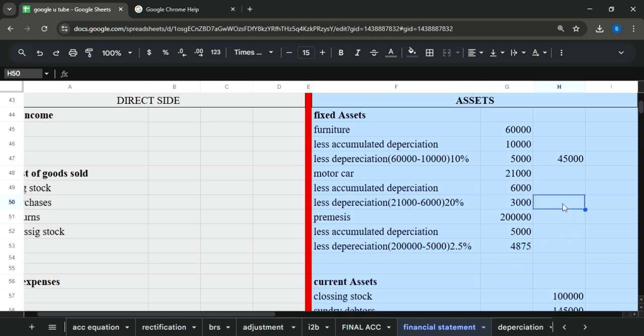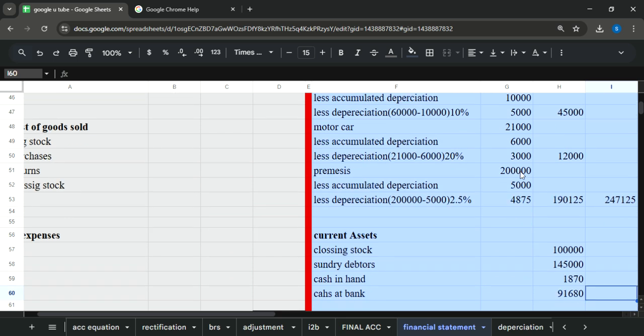And here we will be calculating the final value of each asset. First, the value of furniture was already calculated. Now motor car less accumulated depreciation and less current depreciation, final value of asset arrived. Now we will be focusing upon premises, less accumulated depreciation and less current depreciation. We have got three values of fixed asset. Let's take the sum of these three. So we have got the total of fixed asset.